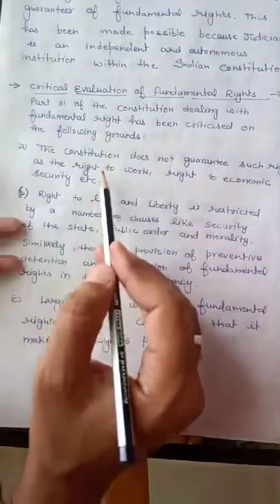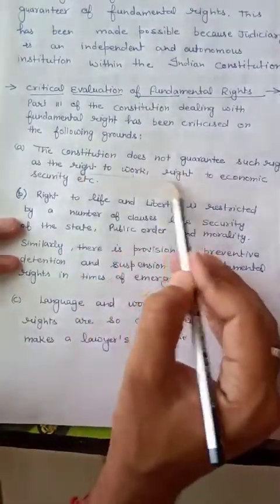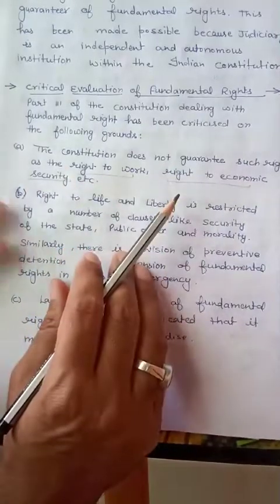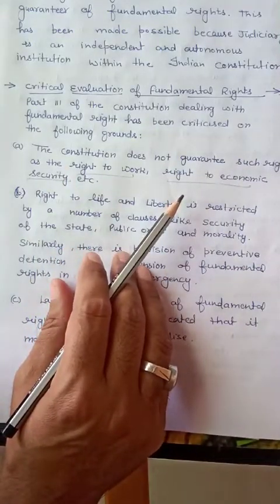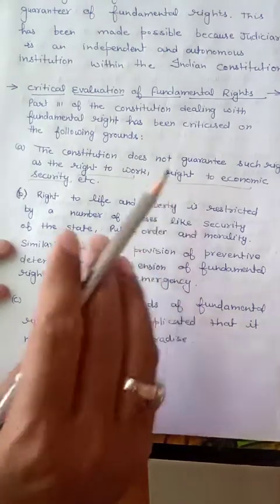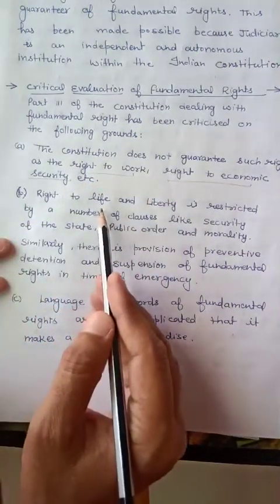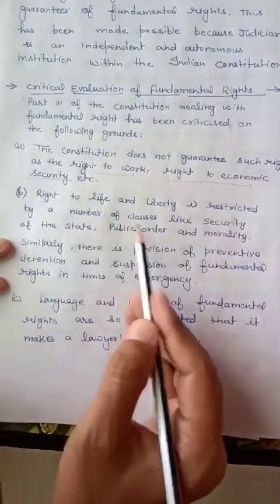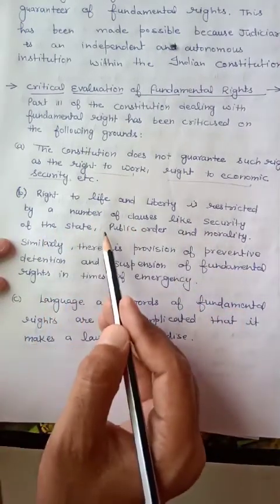So this right to work and right to economic security, it means that there is unequal distribution of wealth among the Indians. So these rights are not available in our country, India. The right to life and liberty is restricted by a number of clauses like the security of the state, public order and morality.